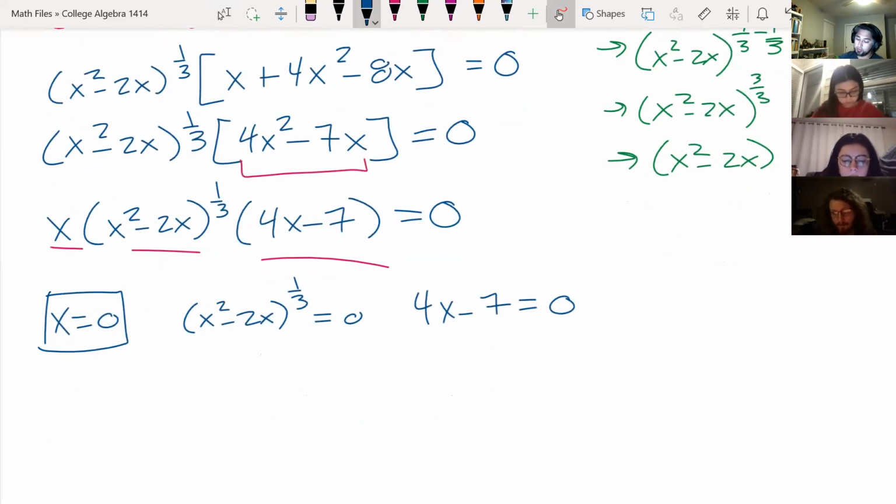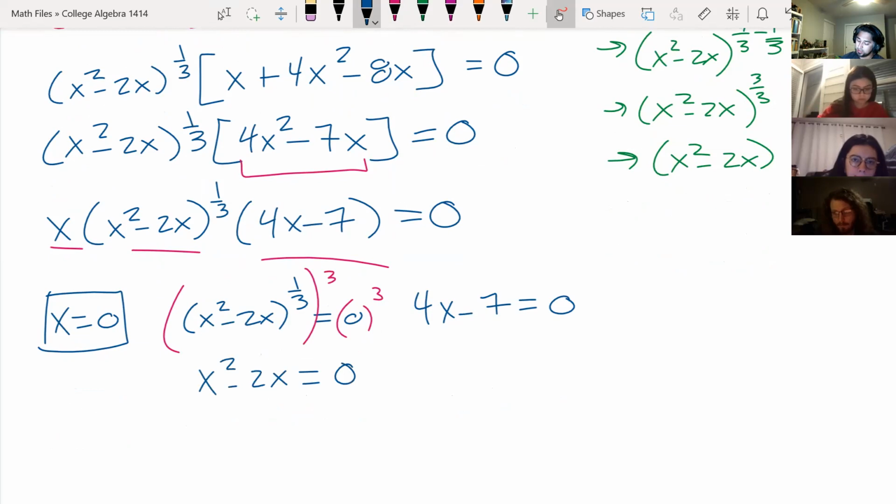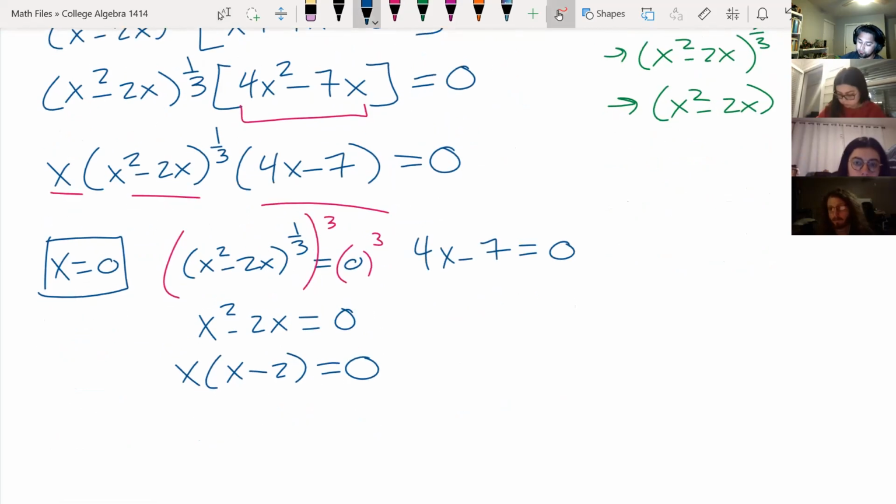All right. So for this one, to get rid of that 1/3, you're going to have to raise both sides to the what power? 1/3 power. Not the 1/3, the reciprocal. Oh, the reciprocal of it. Okay. And you'll get x squared minus 2x equals 0. You can take an x out. You get x times x minus 2 equal to 0. And what are our two answers from this one? 0 and 2.